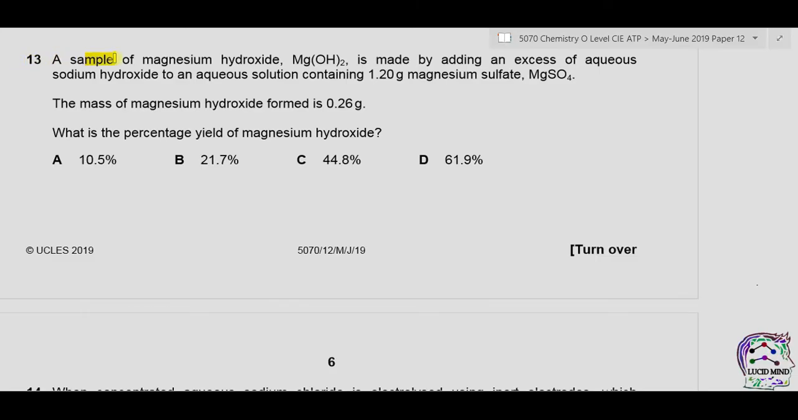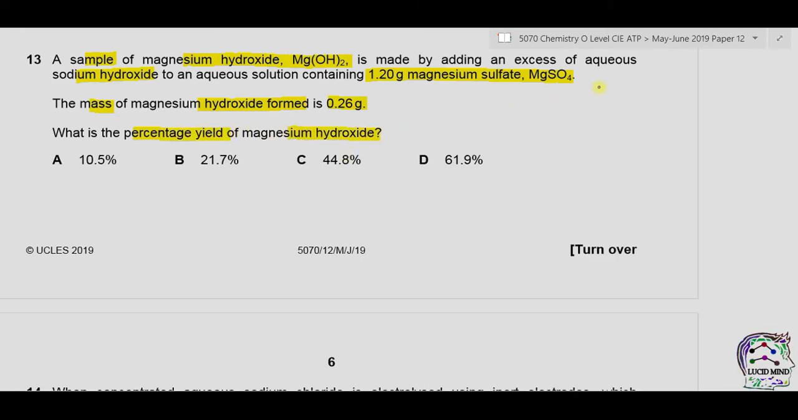Question 13. A sample of magnesium hydroxide is made by adding an excess of aqueous sodium hydroxide to an aqueous solution containing 1.2 grams magnesium sulfate. The mass of magnesium hydroxide formed is 0.26 grams. What is the percentage yield of magnesium hydroxide?